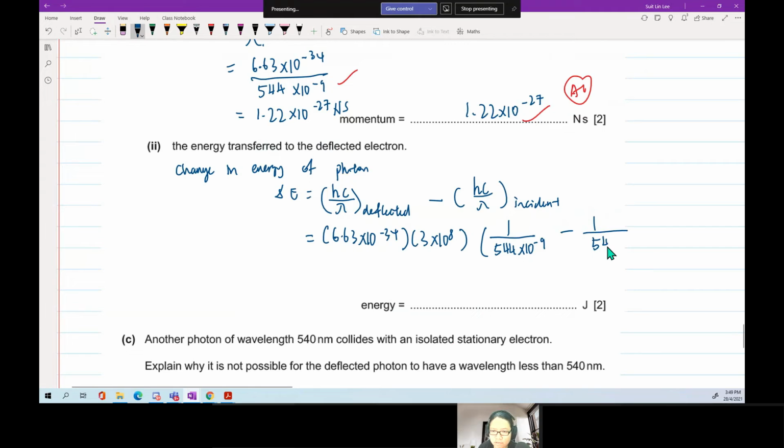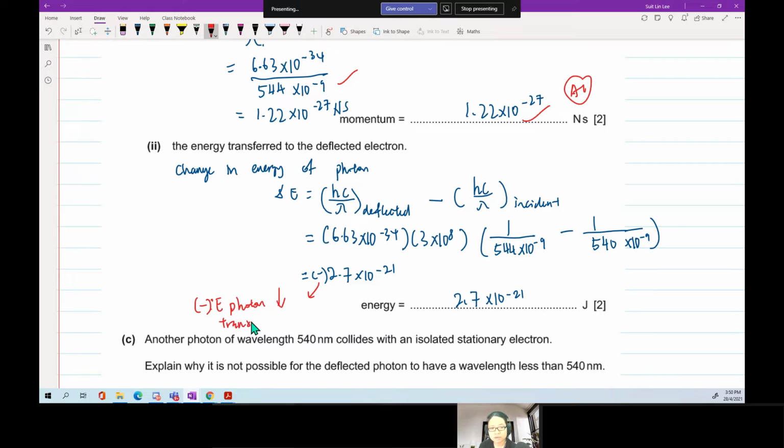Okay. 540 times 10 to the power of negative 9. So if we press our good old friend, the calculator, we should get 2.7 times 10 to the power of negative 21 joule. Right. This one, if you minus, you will get a negative. You want to keep the negative also can, but the negative shows us that the energy of the photon decreases, and then it is transferred to the electron.